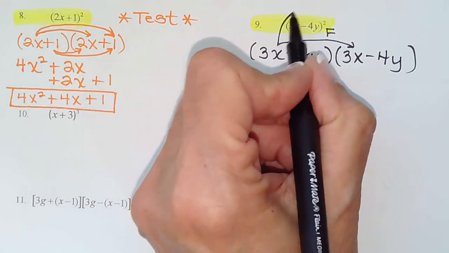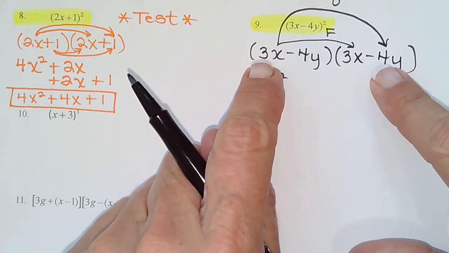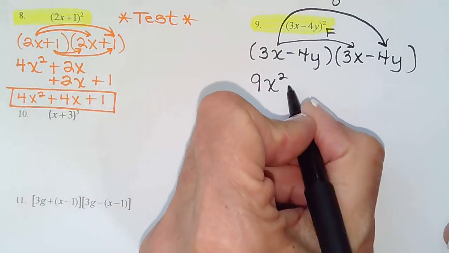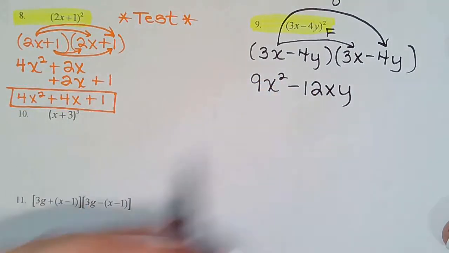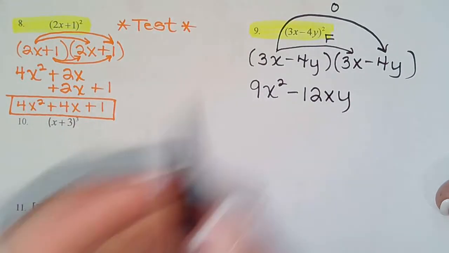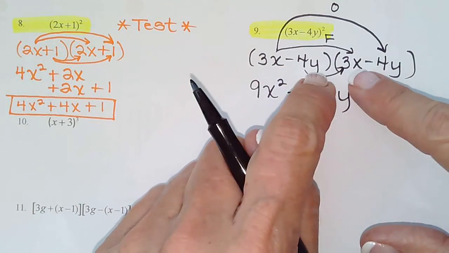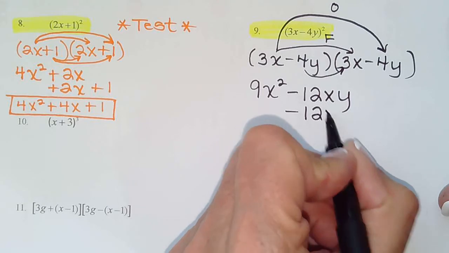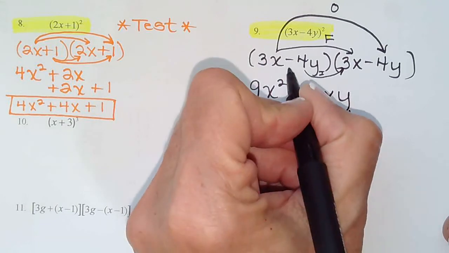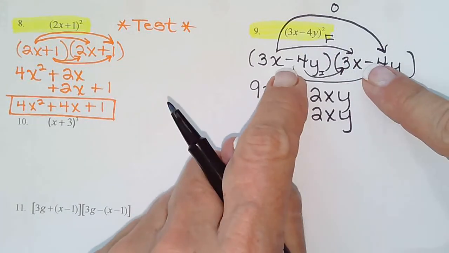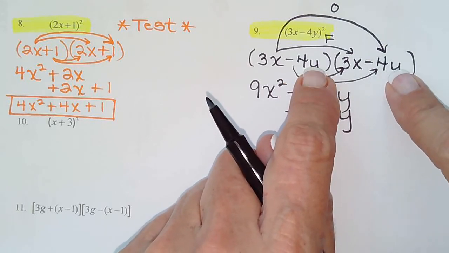From outer, I get negative 12xy. And I always put my variables in alphabetical order, by the way. From inner, inside times inside, I get negative 12xy. And from last, so this is I, from last by last, I get positive 16, add your exponents, y squared.